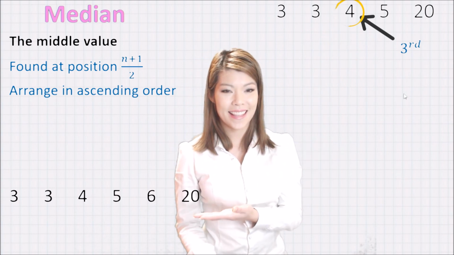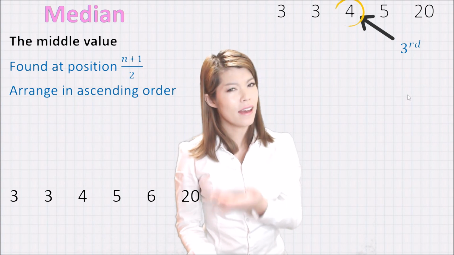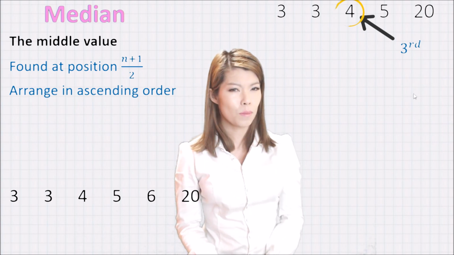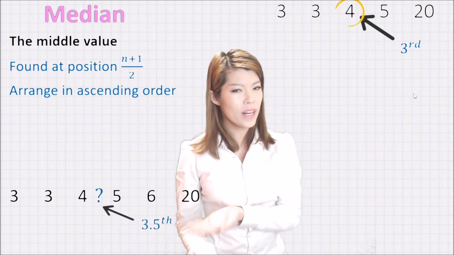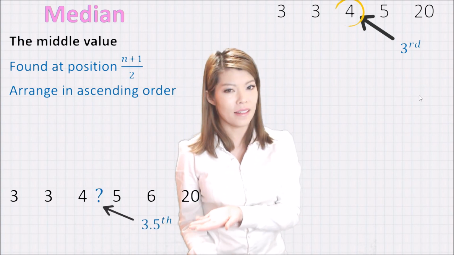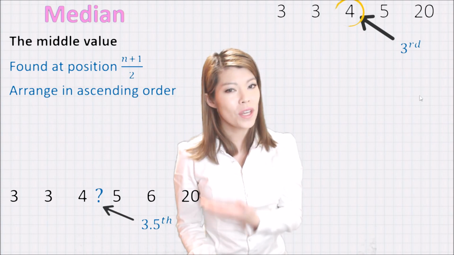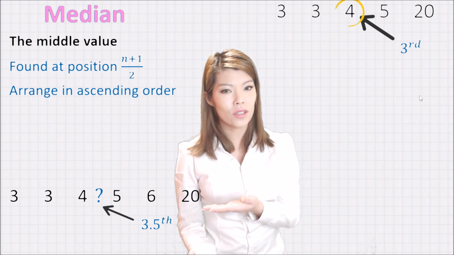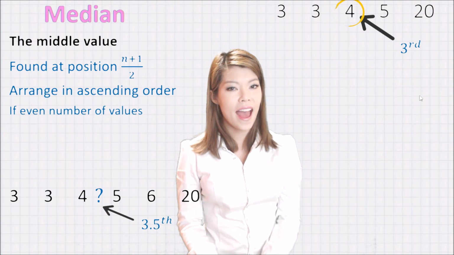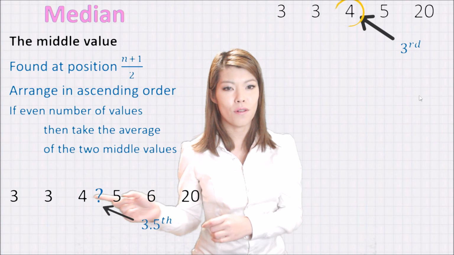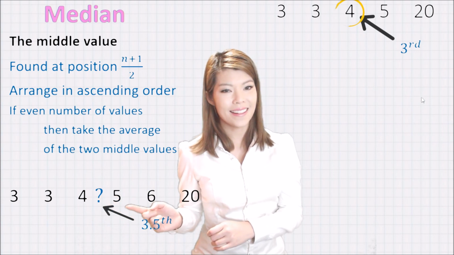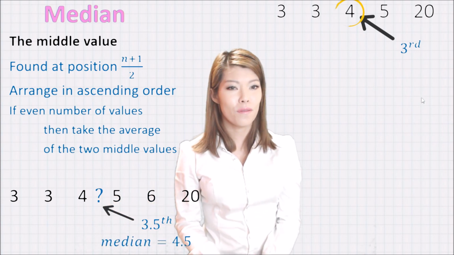Next, let's have a look at this example. There's 6 values. Now, according to the formula, 6 plus 1 is 7, divided by 2 is 3.5. Where's the 3.5 number? It doesn't exist. So when you have an even number of values, what you have to do is take the average of the middle numbers. So you would take 4 plus 5, which is 9, divided by 2, and you get 4.5.